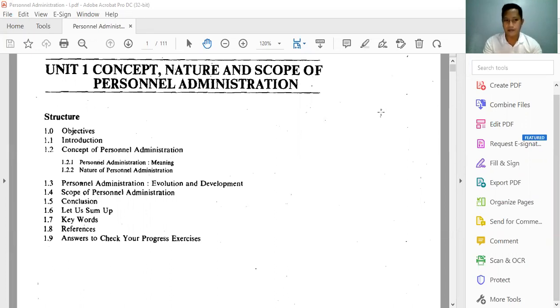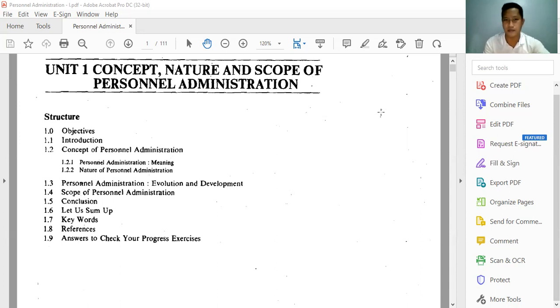So we have 1.0, which is the objectives, 1.1 introduction, 1.2 concept of personal administration. There you can see also subtopics below: personal administration, meaning, nature of personal administration. And we have 1.3 personal administration, its evolution and development. We have 1.4 scope of personal administration. Number 1.5, we have conclusion. 1.6, let us sum up. And 1.7, keywords. And 1.8, references.